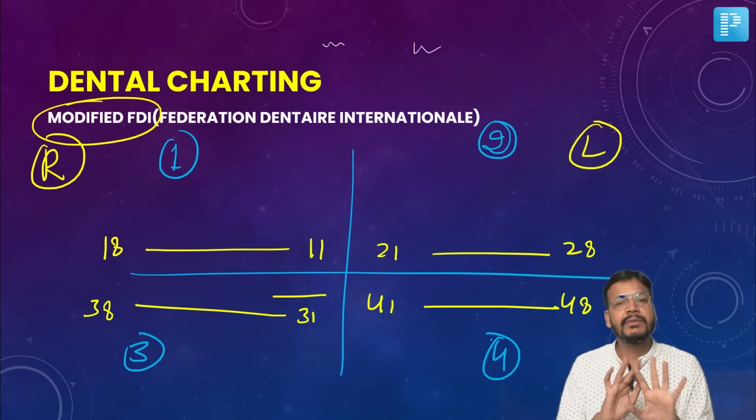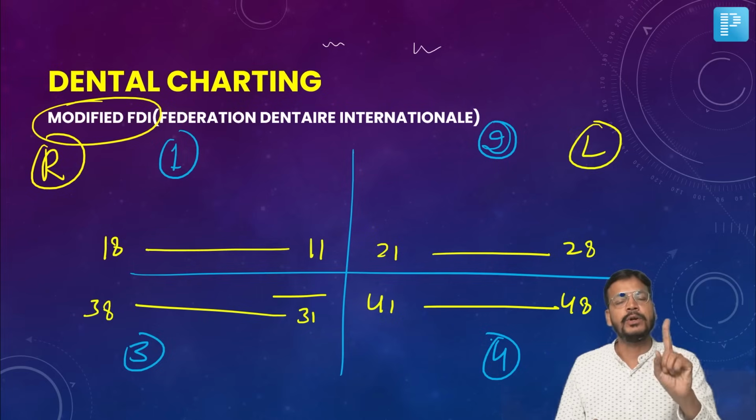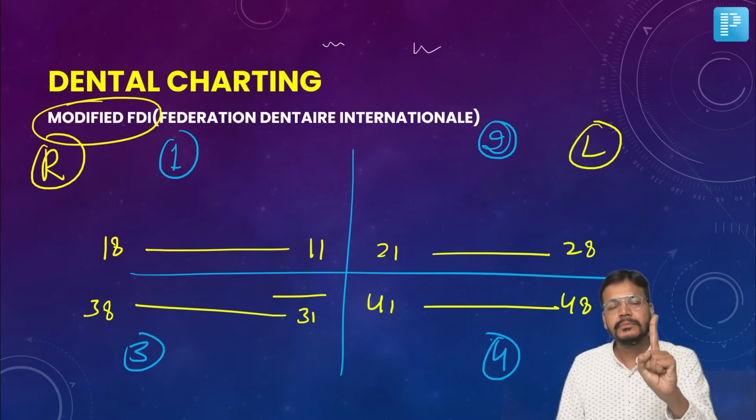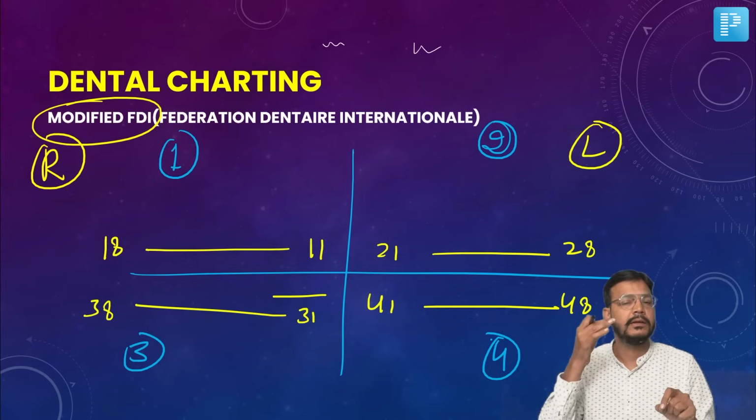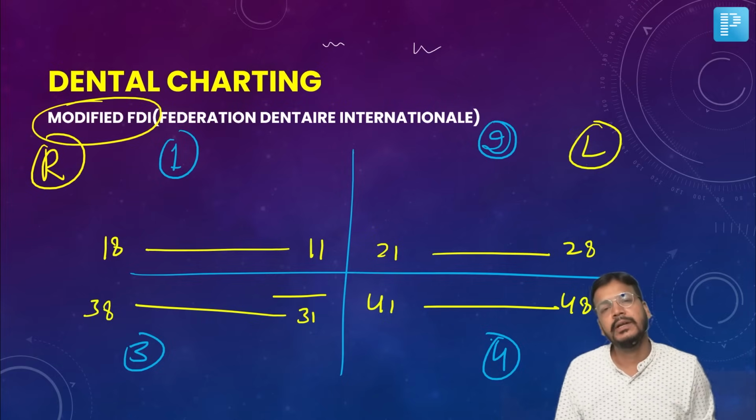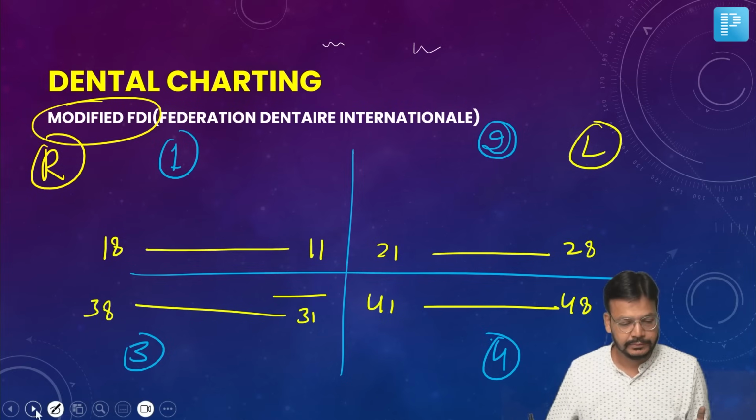Again I am revising all 5 dental formulas. 1 to 8, 1 to 8, 1 to 8, 1 to 8, common notation Zsigmondy. Plus 1, 2 plus 8, minus 1, 2 minus 8, Haderup. Adding up, 1 to 16, 17 to 32, Universal Cunningham. Now the number of quadrant I am adding: 1-1 to 1-8, 2-1 to 2-8, 3-1 to 3-8, 4-1 to 4-8. It is FDI. 1, 2, 4, 3 is modified FDI.